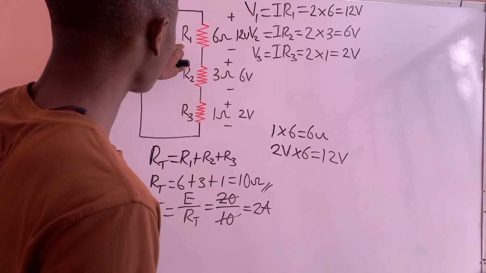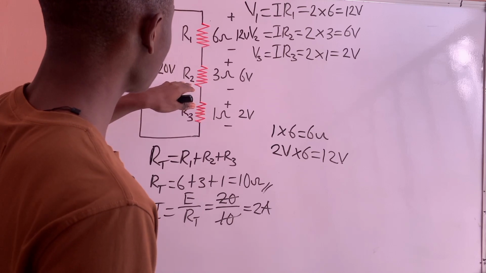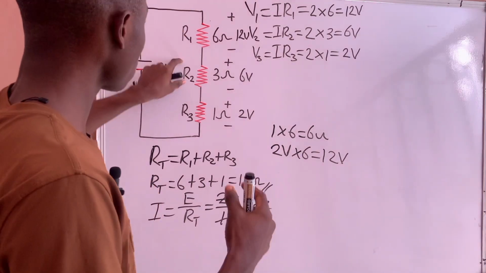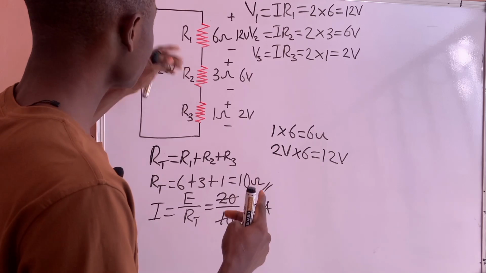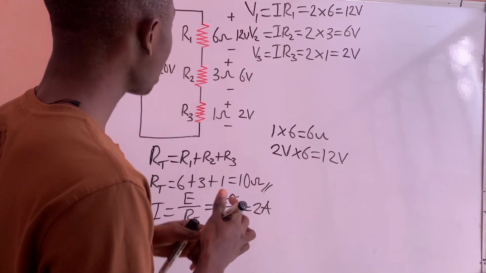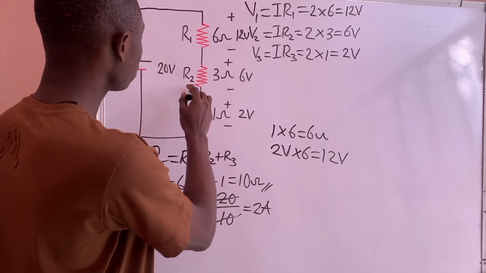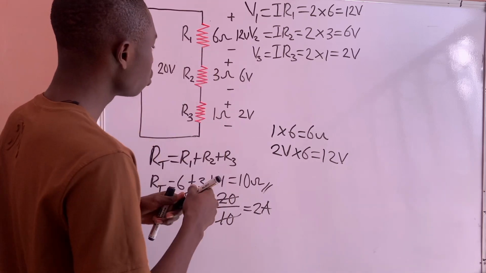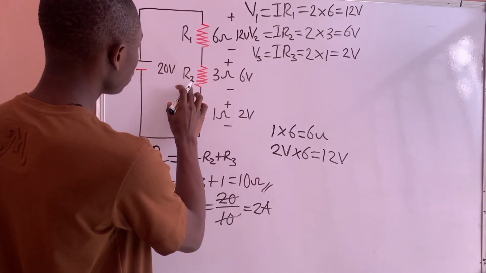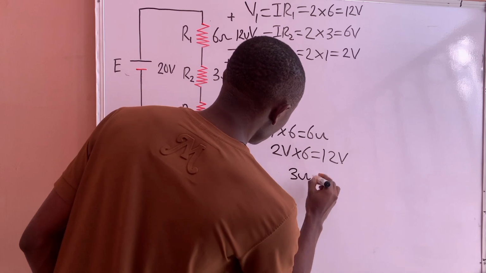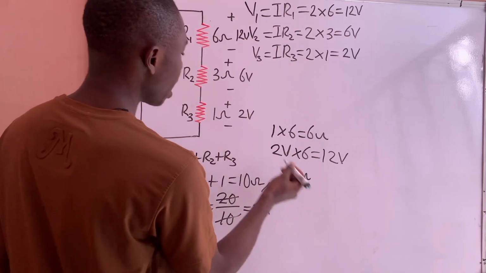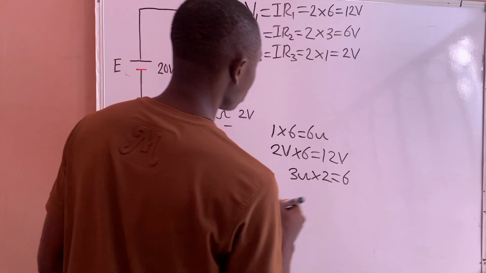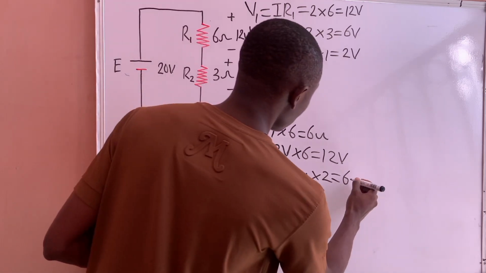The resistance level of resistor R1 is twice the resistance level of resistor R2. I mean, 2 times the resistance level of resistor R2 will give us the resistance level of resistor R1. The resistance level of resistor R2 here is 3 ohms. If we multiply these 3 ohms by 2, it will give us the resistance level of resistor R1, which is 6 ohms.